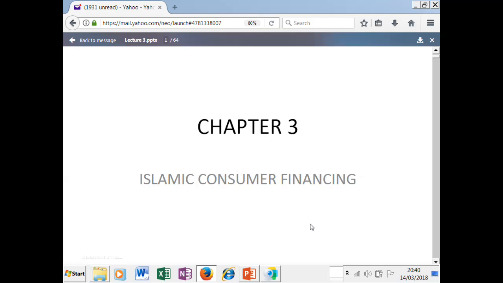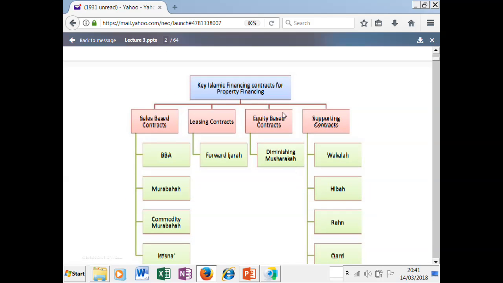So if they want, for example, home financing, then you should give them the home financing facility instead of giving them, for example, a personal loan financing and so on. Now, the key Islamic financing contracts for property financing: we have the sale-based contract, leasing contract, equity-based contract, and also the supporting contracts.